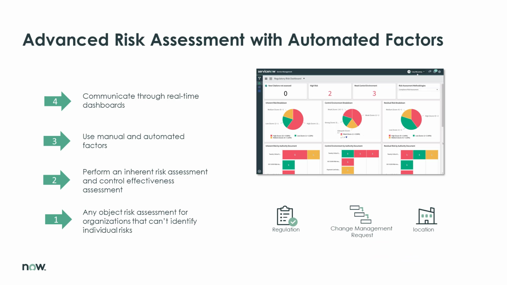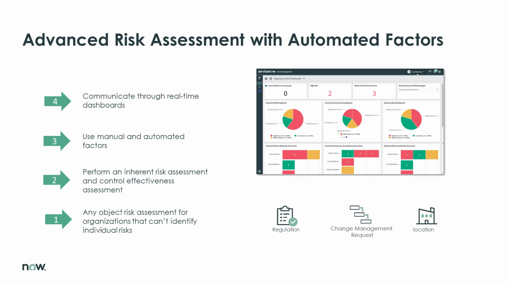Many organizations are not mature enough to be able to identify risks individually, to assess them individually. So having an ability to have an overall risk assessment is extremely beneficial. Being able to identify risk for any object, whether that's a change management request or a location, is critical. And then being able to automate those responses, and we're going to see a demo about how we can do that. Being able to pull the data from the platform makes real-time risk a reality.